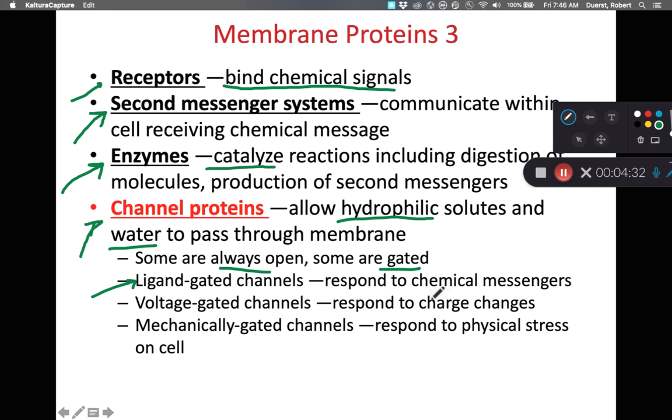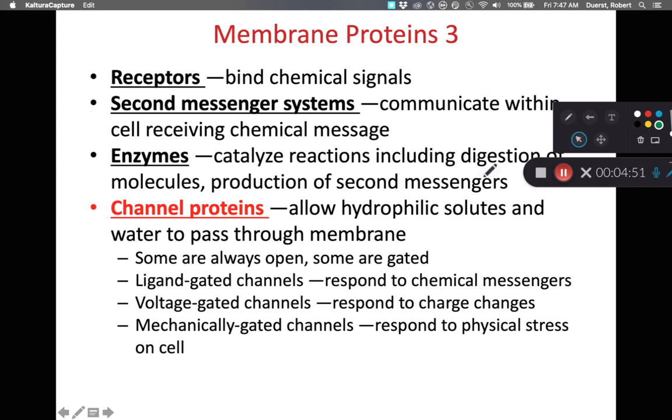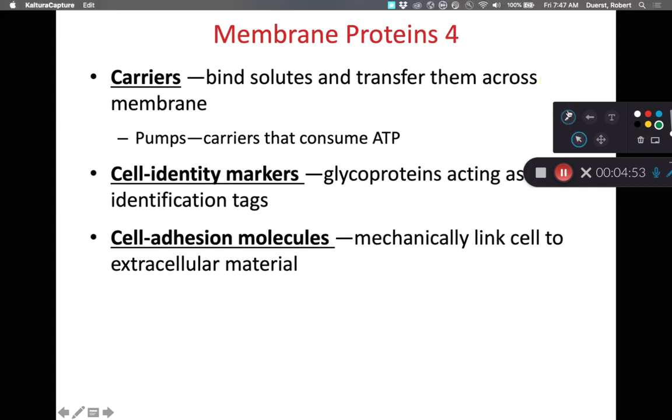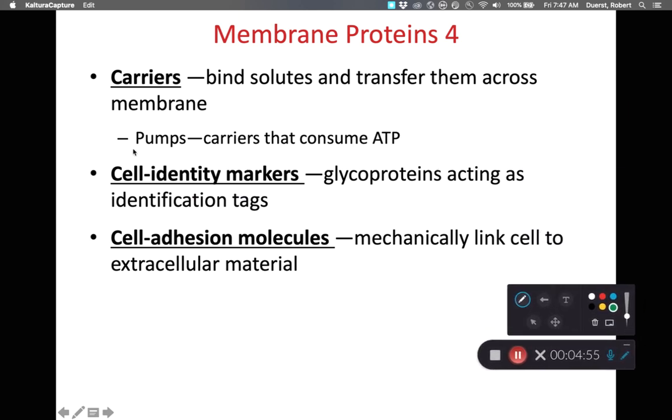Sometimes those are referred to as chemically gated protein channels because they respond to chemical messengers, also known as a ligand. Sometimes we can have voltage-gated channels that respond to a change in the voltage of the membrane, or mechanically gated channels that respond to physical stress being placed on the cell.